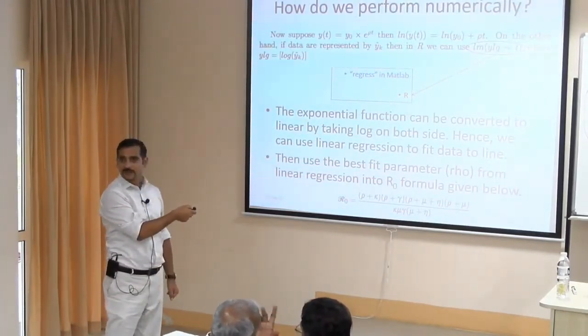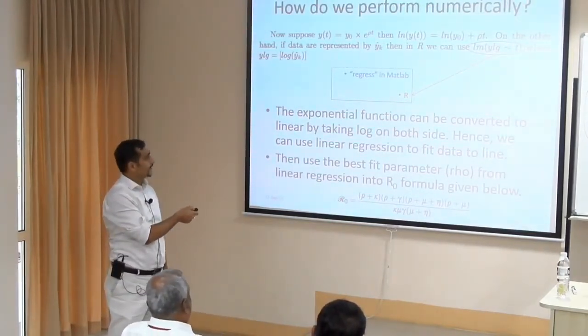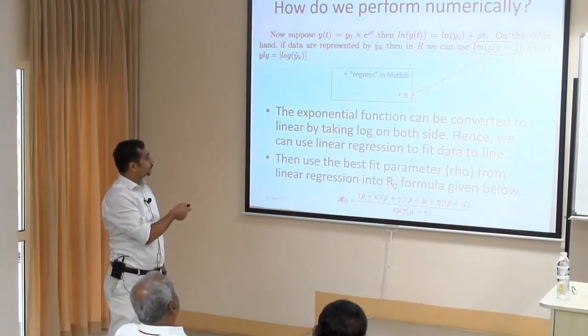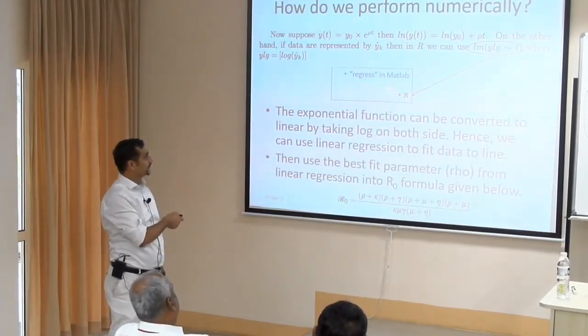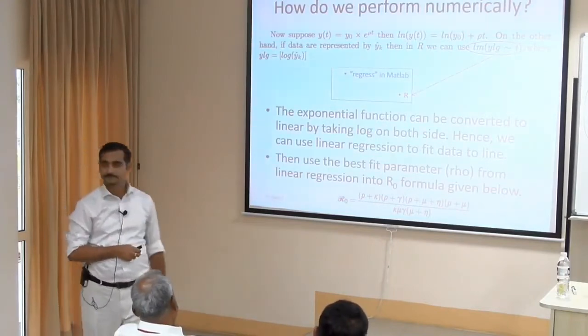LM is used as an inbuilt function for doing regression. And this is the way you have to do it. YLG is this quantity, and on time, at different time points, is what you use to do the regression. Okay. Now, why do we use R, by the way?